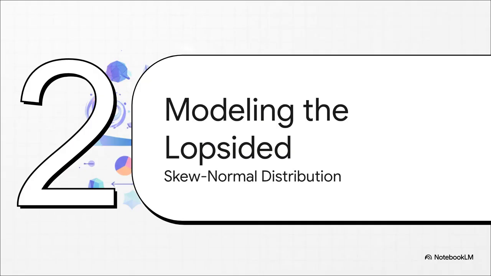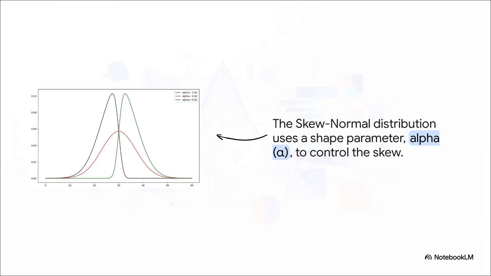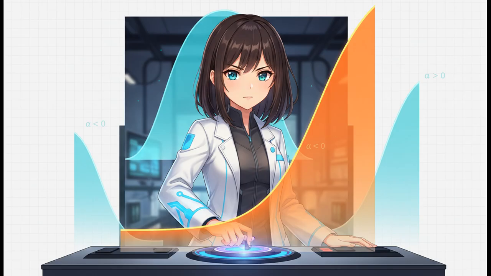Okay, so we've got a problem. Our data is skewed. How in the world do we model that accurately? We clearly need a better tool. So let's meet our first hero, the skew normal distribution. What's so great about this distribution is its simplicity. It's basically a normal distribution, but with an extra knob you can turn. That knob is a parameter called alpha, and it lets us dial in the exact amount of lopsidedness we need to match our data.